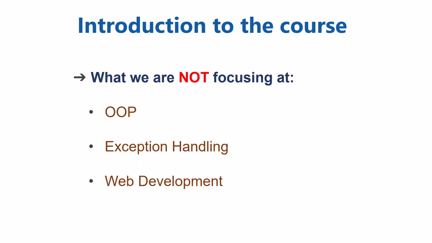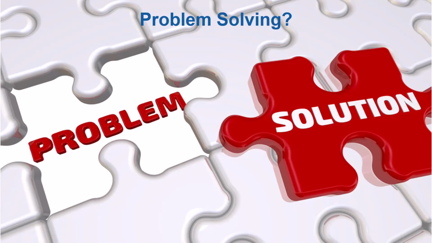What we are not focusing on, because that's important, is knowing what kind of things we're not covering. For example, we are not covering OOP, object-oriented programming. We are not covering exception handling. We're not doing web development or any general kind of tasks that are doable in Python. We are not focusing on those things.